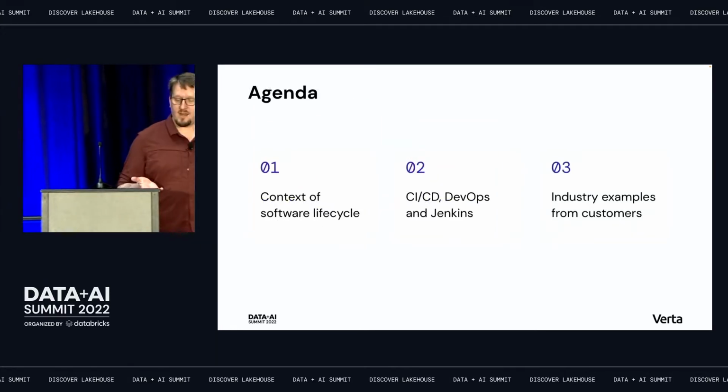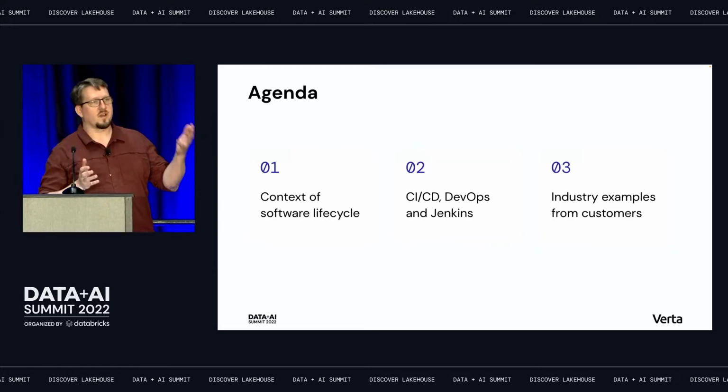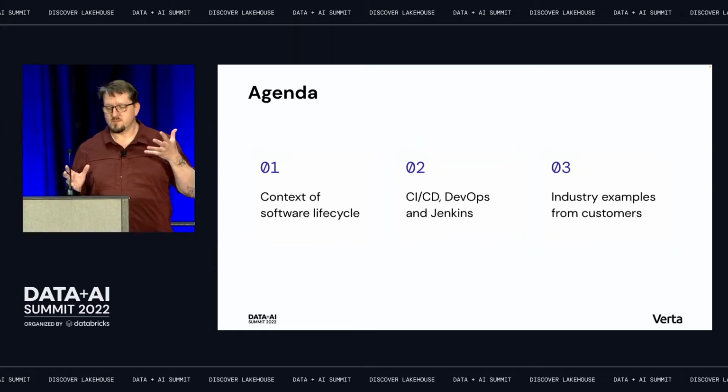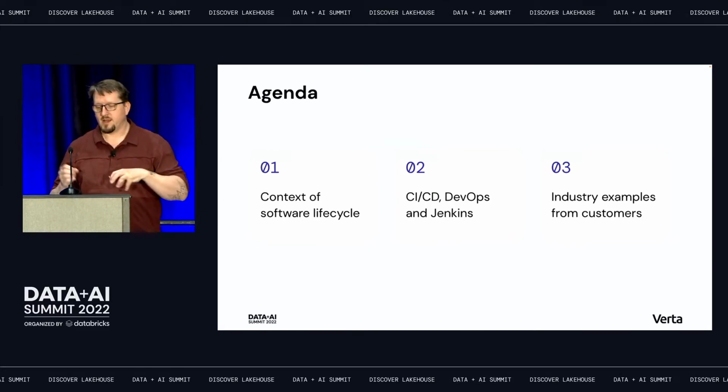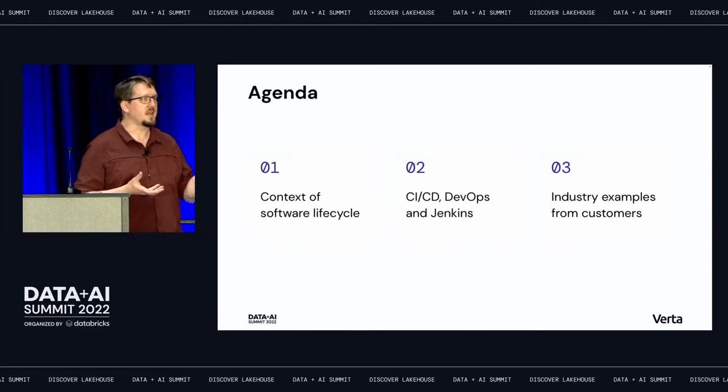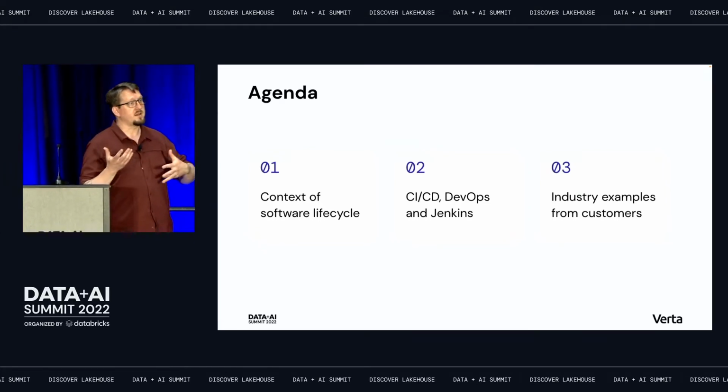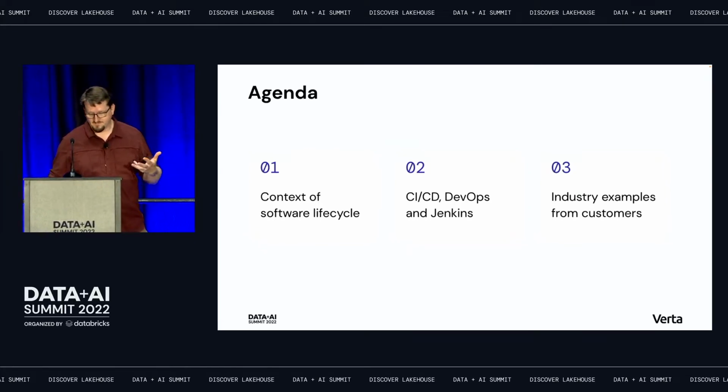What we're going to go over today is the context, the software lifecycle. Then we'll talk about CI, CD, DevOps, how Jenkins works with that, and then we'll give you some interesting examples that we've seen a lot in our work so far, and what those look like in Jenkins for some of the simpler ones.